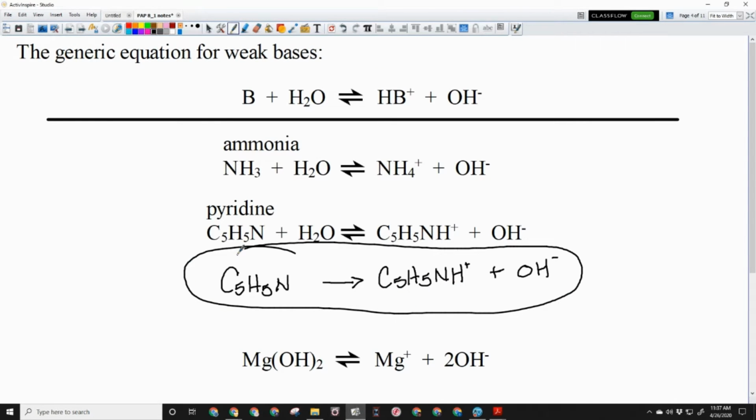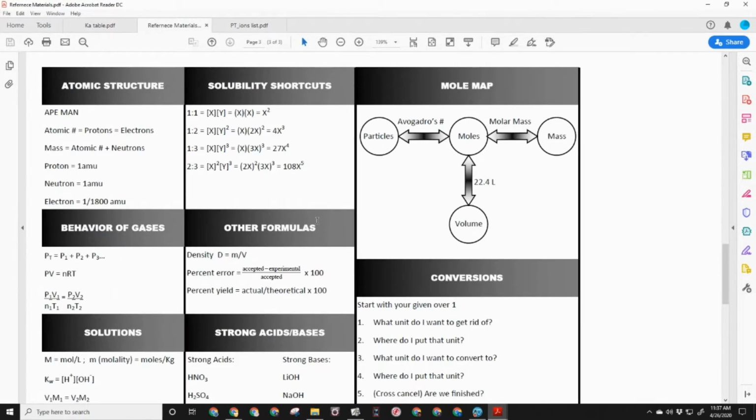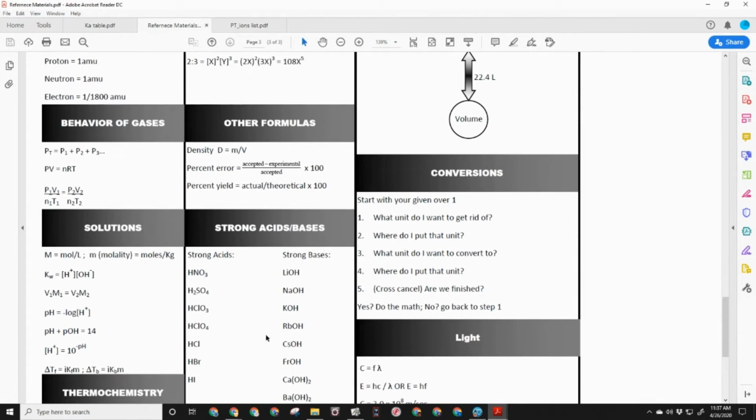You'll see that in your homework, and also in some of the problems that I work out. All right, the last thing I want to mention is magnesium hydroxide. Magnesium hydroxide and beryllium hydroxide are special cases of hydroxides. Let me pull this over again and talk about it here. They're not considered strong bases.